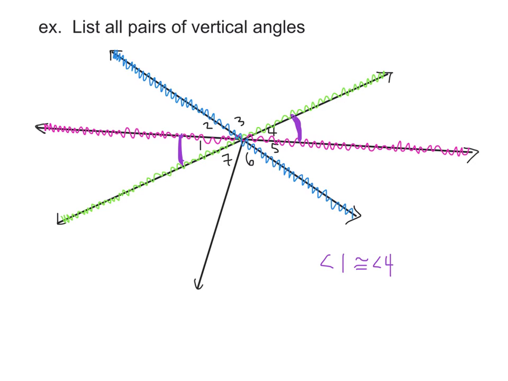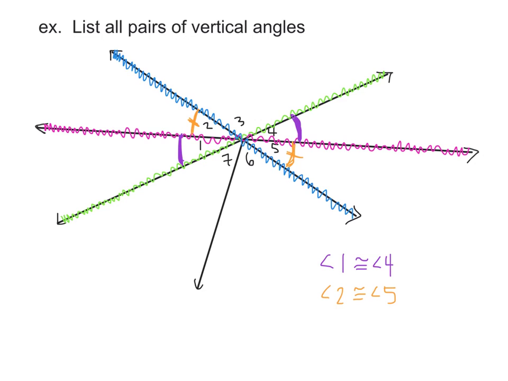First pair. Here we go, opposite rays. So this pink ray and this pink ray are opposite rays. This green one and this green one are opposite rays. So pink and green give me angles 1 and 4. There's a pair of vertical angles.